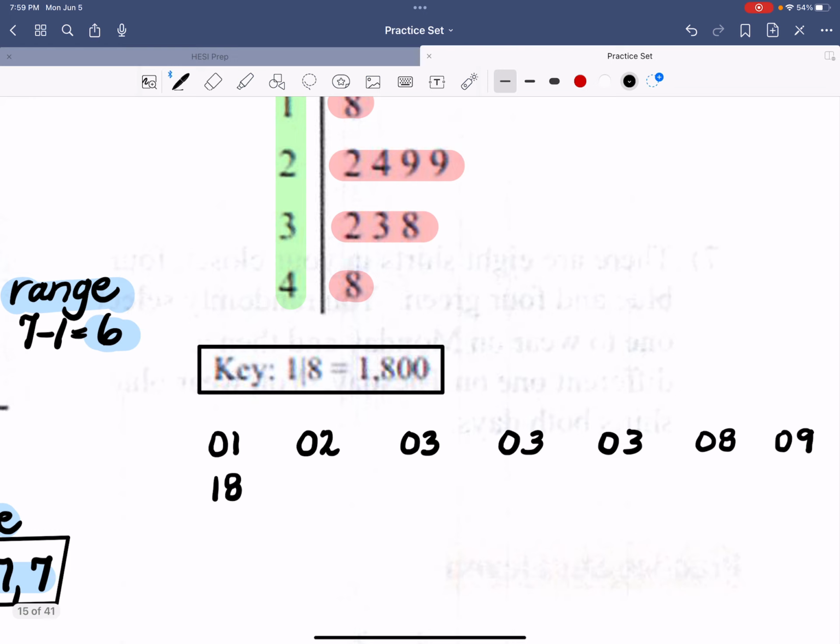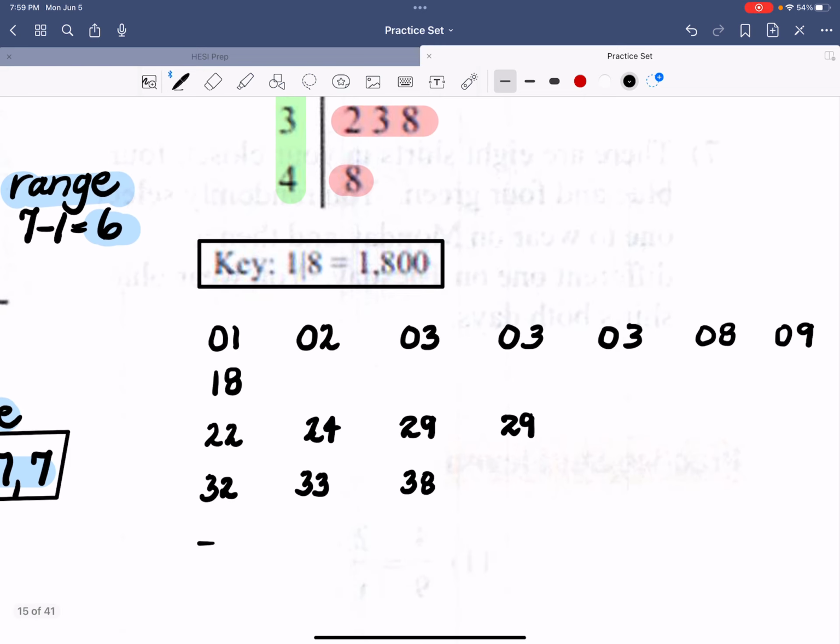Then I have a 2, 2. Leave some space. A 2, 4. A 2, 9. A 2, 9. Then I have a 32. A 33. A 38. And then I have a 48.